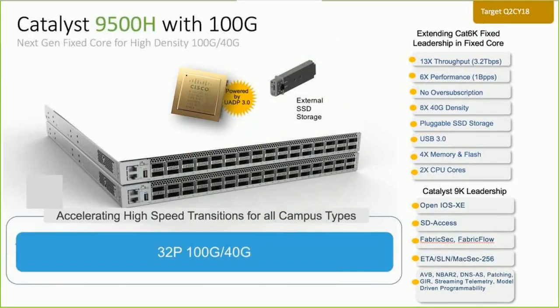So, from a platform perspective, the 9500H, Ivor did introduce it on the first day, in the common session. So, nice, right? 40 gig, 100 gig, single rack unit devices. How is it possible? UADP 3.0. Again, no magic, line rate, and with all the capabilities you can see on your right-hand side. I will not spend too much time here, but basically this is our new standalone 32 ports, 100 gig, 40 gig.